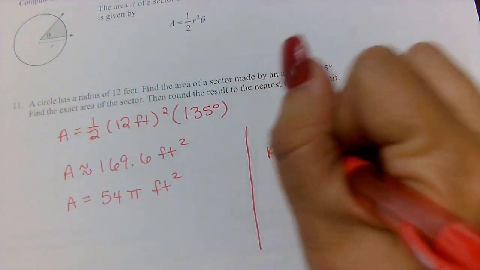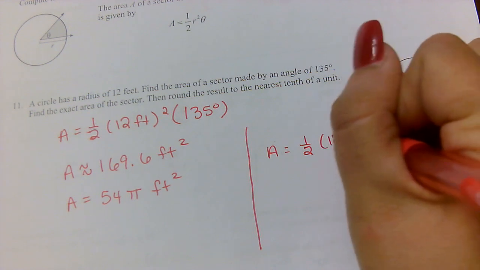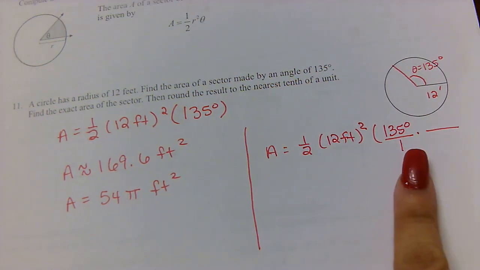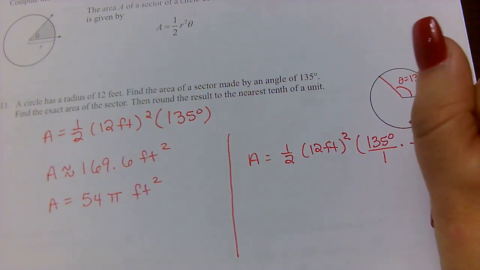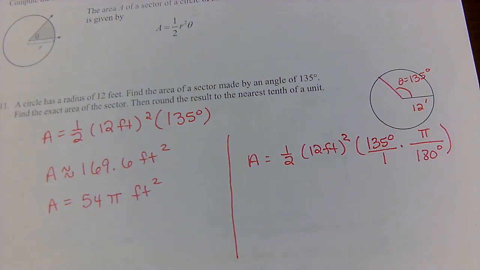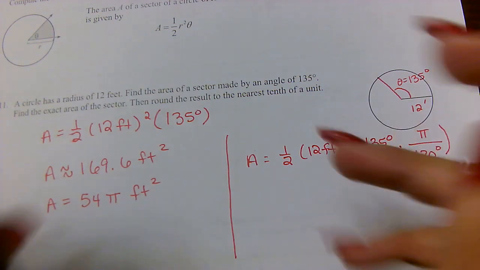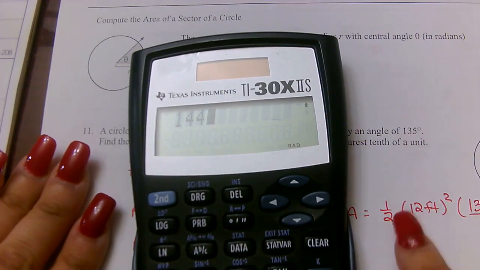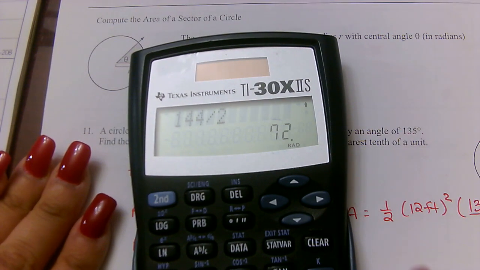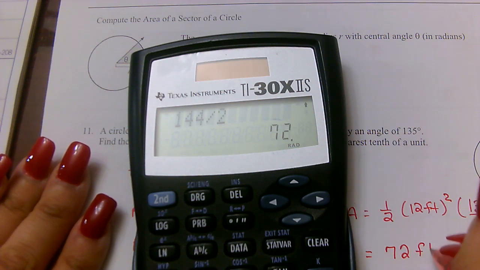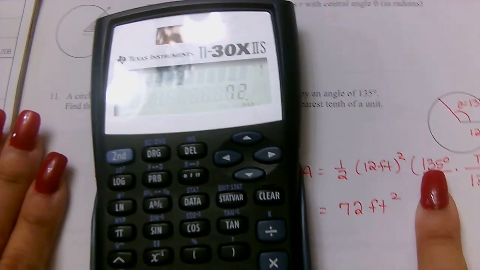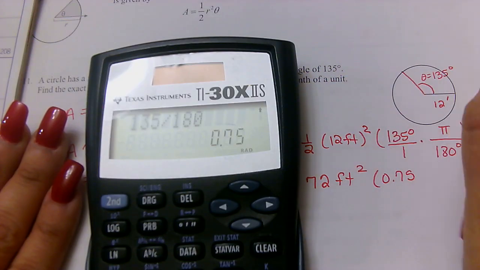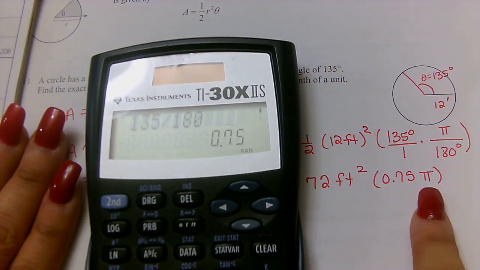We're going to do area is equal to 1/2, 12 feet, I'm going to square that, 135 degrees. I'm going to go ahead and convert that 135 to radians. When I do this, you're going to get the exact same values here. I'm going to go ahead and do it longhand. So it's going to be 144, which is 12 squared, divided by 2. We're going to get 72. So I'm going to go ahead and do 72 feet squared. 135 divided by 180 is 0.75 pi. Don't forget the pi is right here.